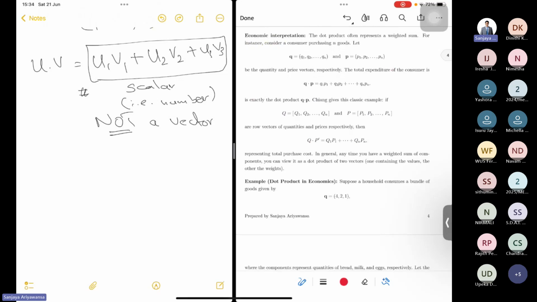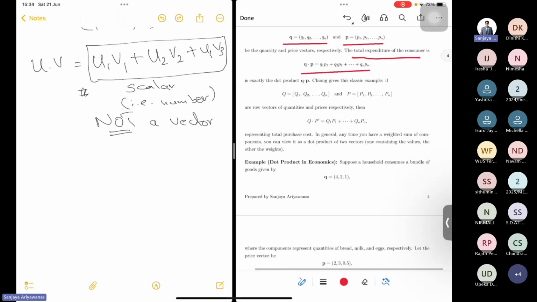For instance, consider a consumer purchasing n goods. So you have the quantity represented by Q and the price represented by P. So you have n products, from 1 to n, and the total expenditure of the consumer can be calculated using the dot product, right? So I've given an example here.